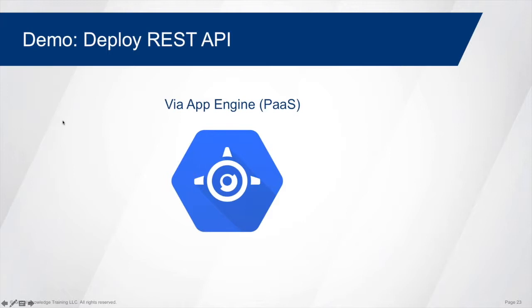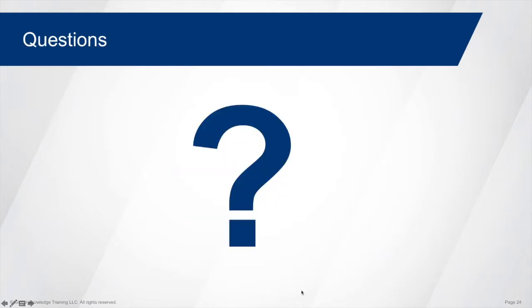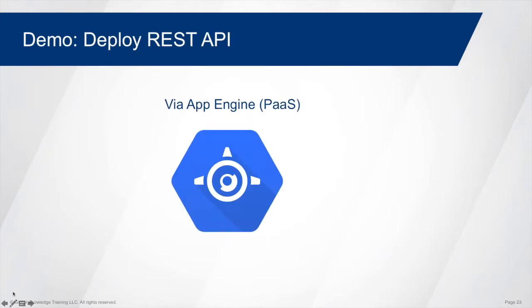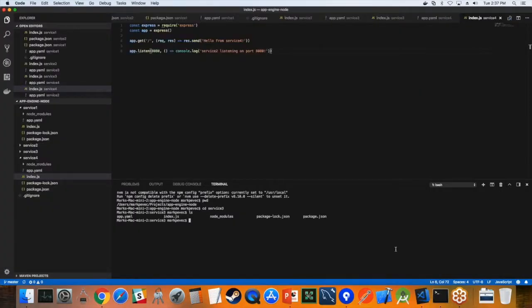With that, we will do a quick demo now to show you how easy it is to deploy a REST API using the App Engine service. We'll be demonstrating deploying some simple little Node Express services in App Engine. With that, I'll show you my local environment here.